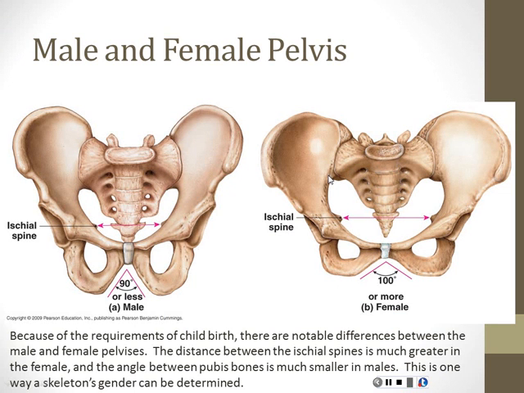And then the other thing that's different that you can't really tell in these pictures is the male pelvis is heavier, the bones are heavier, and in the female pelvis, the bones are a little thinner and lighter. So you should be able to tell the difference between those two.